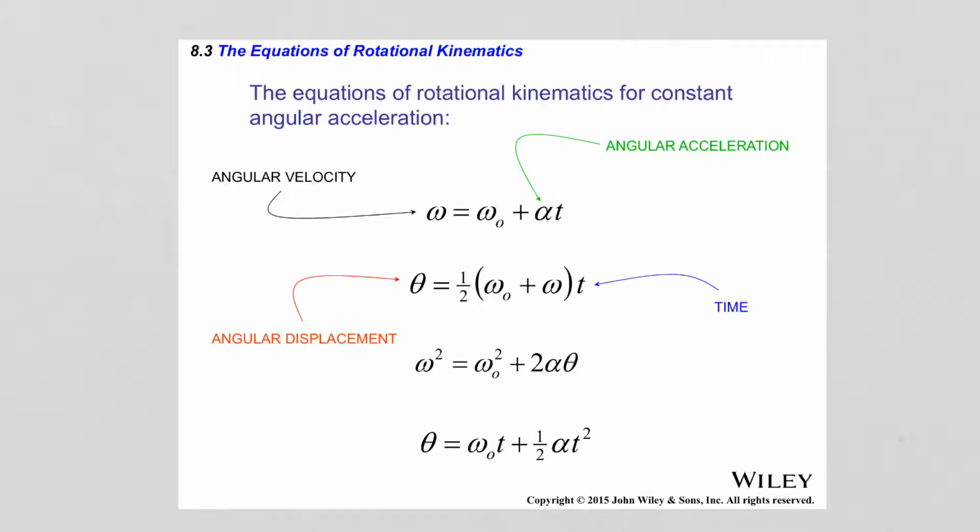So for angular velocity, the final angular velocity is equal to initial angular velocity plus angular acceleration times time. The angular displacement is 1/2 times the sum of initial and final angular velocity times the time. Angular velocity to the second power is equal to initial angular velocity to the second power plus 2 times angular acceleration times angular displacement. And finally, the angular displacement is calculated as the initial angular velocity times time plus 1/2 the angular acceleration times time to the second power.